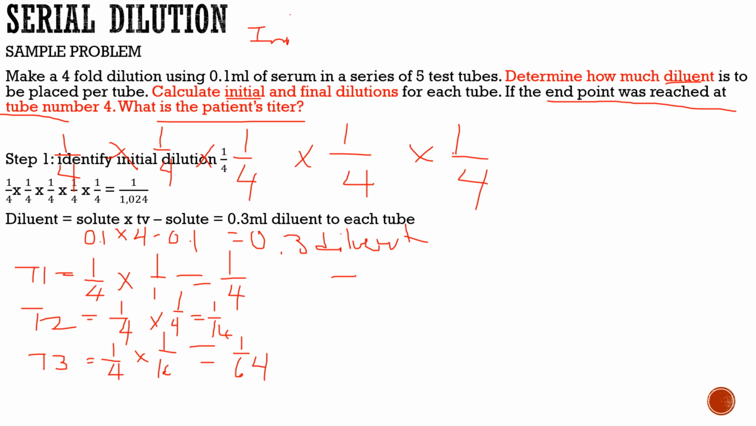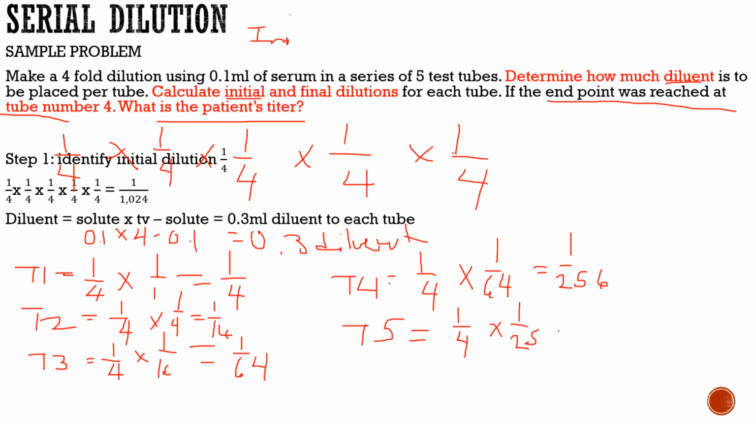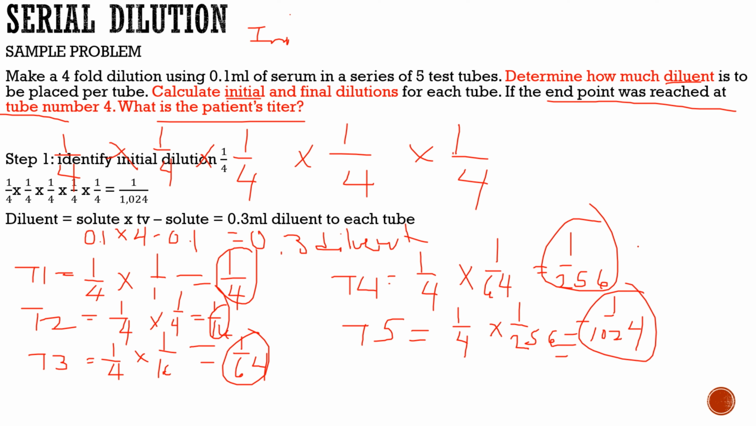Sa T4 naman, 1 is to 4 times 1 is to 64. 1 is to 256. And sa T5, 1 is to 4 times 1 is to 256. You get 1 is to 1024. So itong values na to, class, 1 is to 4, 1 is to 16, 1 is to 64, 1 is to 256, 1 is to 1024. These are the final dilutions.